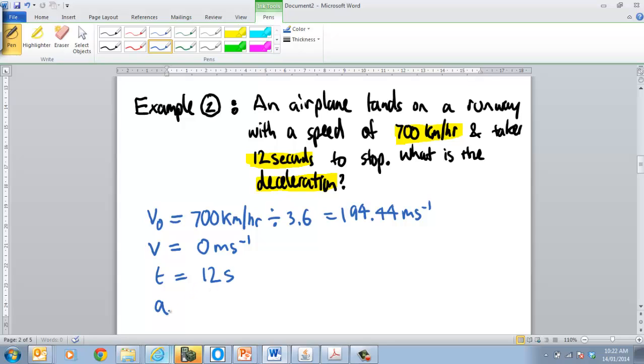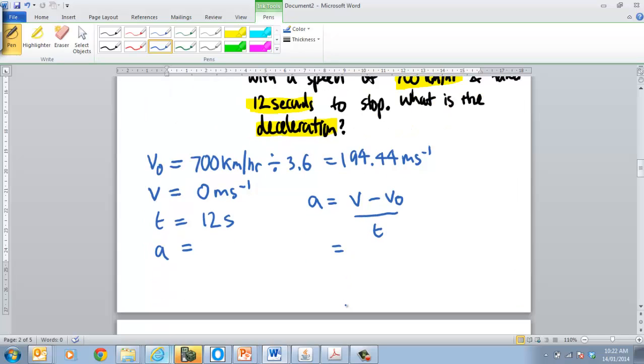And then I'm working out my acceleration, or deceleration is just negative acceleration. So again, I'm going to use the same formula. A is equal to V take V0 all over T. Okay, so this is the math part of physics, which is not that hard, the math that you have to do. So that's going to be 0 take 194.44. Divide that by 12 will give me an answer of 16.2. So that's going to give me negative 16.2 meters per second squared.